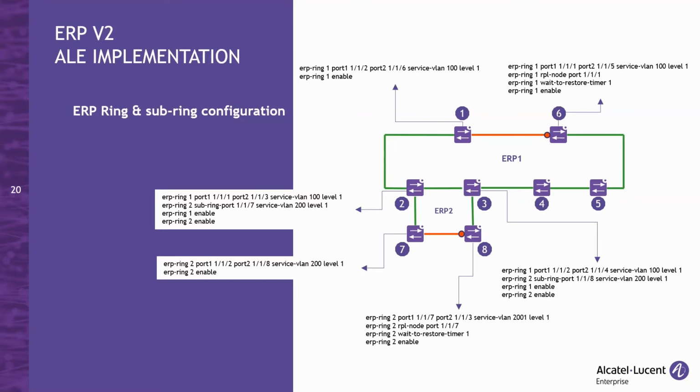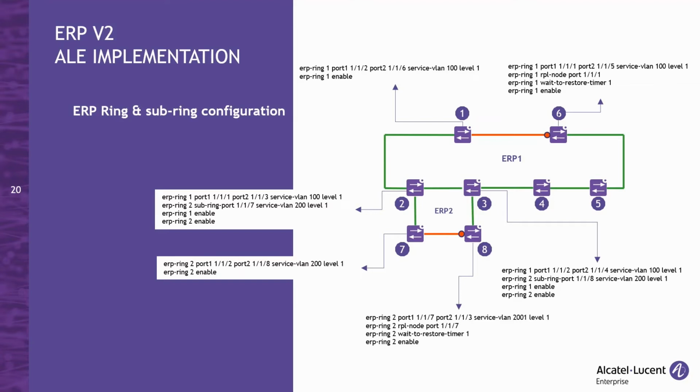Similar configuration for the node 7 in ring 2 would define ring ID of 2, ports 112 and 118 as ring ports, and service VLAN of 200, which has to be different than service VLAN of ring 1, which is 100. All the nodes within the same ring share the same ERP ring ID and service VLAN. Ring ports might change from node to node.